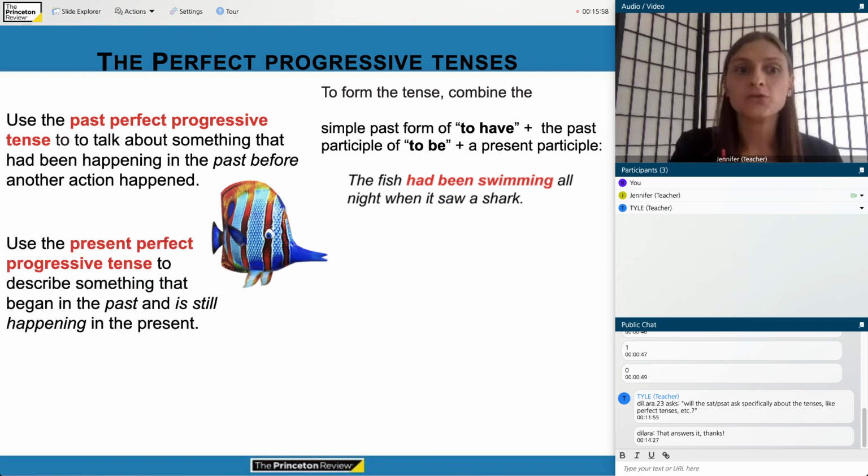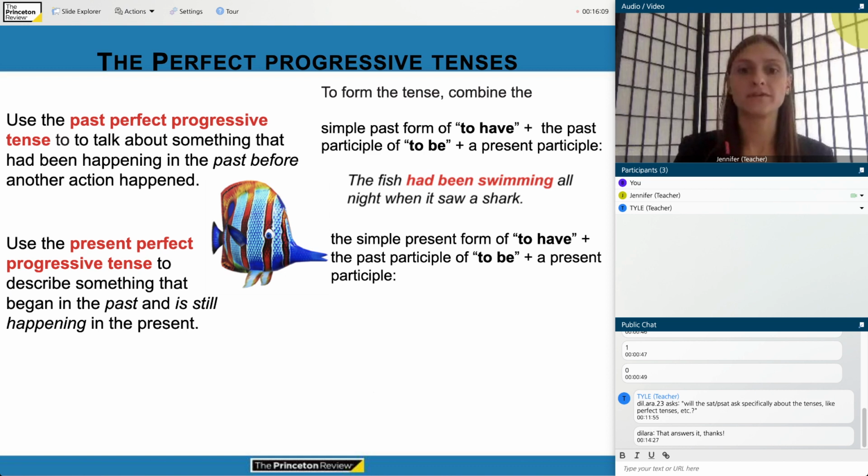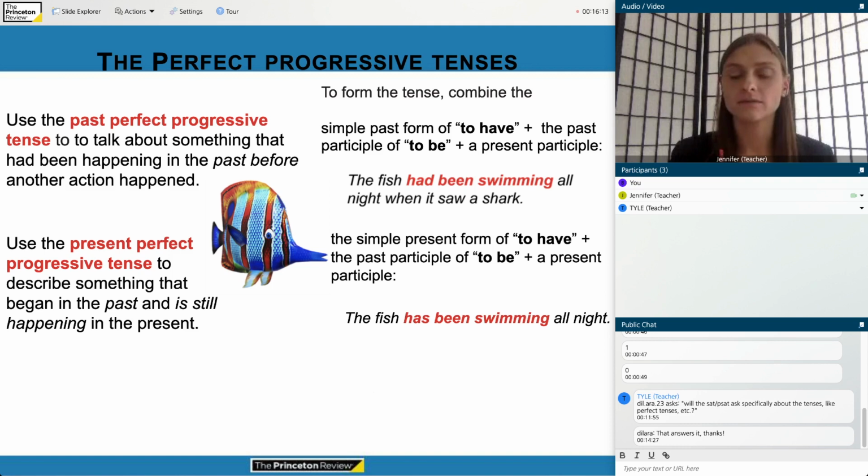Okay, so the present perfect progressive tense. We want to use this when we have to describe something that began in the past and is still happening in the present. For example, the fish has been swimming all night. To form this tense, you're going to use the simple present of to have with the past participle of to be, the been, and a present participle. So we have had been swimming in the past perfect progressive versus has been swimming all night.